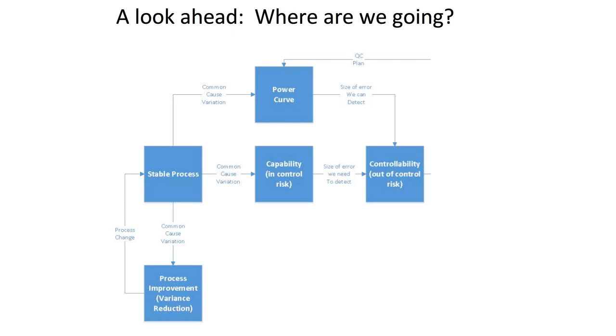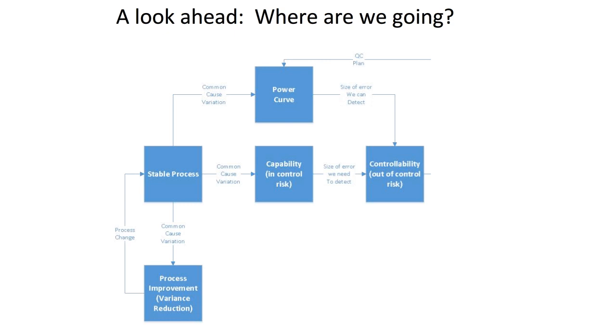And the power analysis depends on the QC plan and the size of variation. Controllability is about reducing the risk of reporting unacceptable results when the process is out of control. That is the risk of making serious errors. Say the process does go out of control. Our ability to detect it depends on the size of the error we can detect. This comes from the power curve, which will be described in an upcoming video. The power curve depends on the QC plan and on the process variation. The process capability tells us the size of errors we need to detect to prevent reporting unacceptable results.